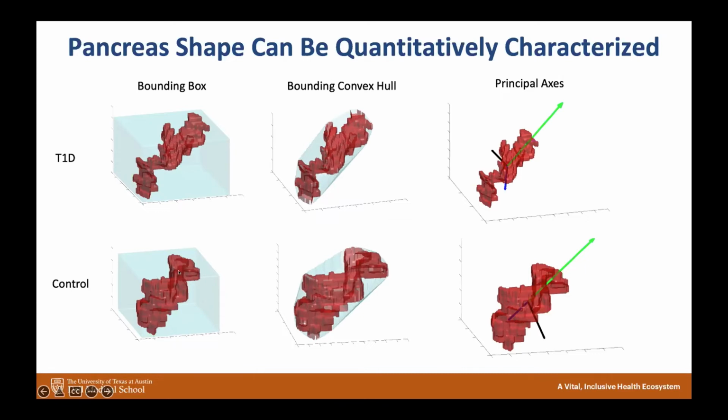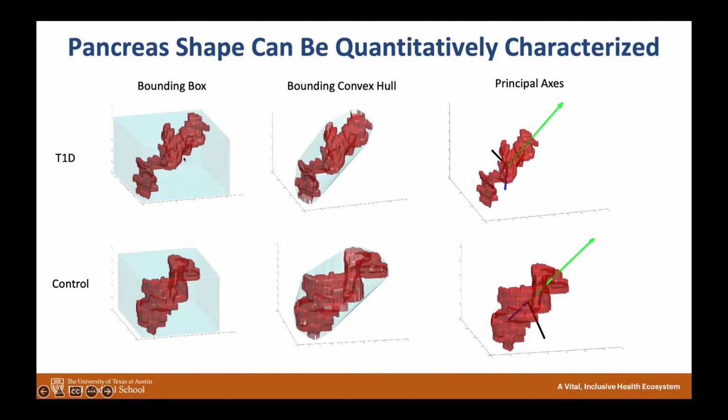And we've started to quantify these in some rudimentary ways, at least initially here. We've done things like drawing bounding boxes, right? So we found out how much 3D volume this pancreas fills in or comprises, and then also, what proportion of this bounding box is filled with pancreas here.